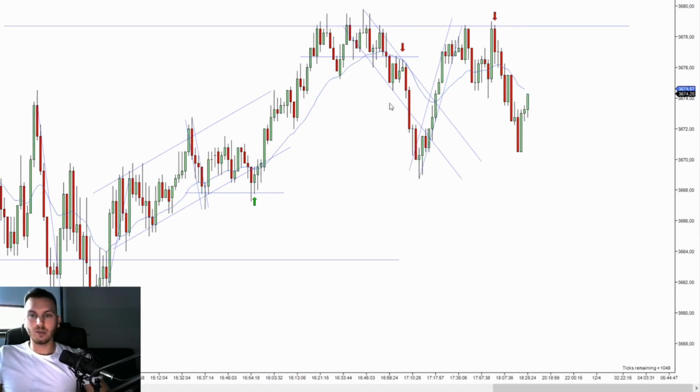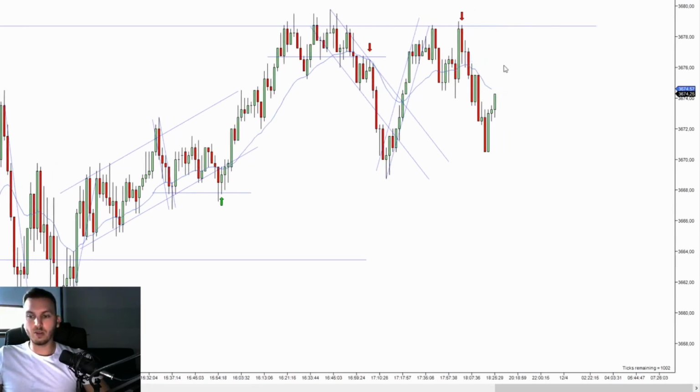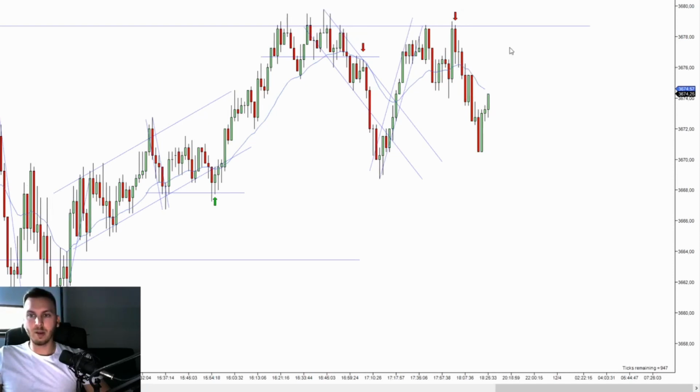So yeah, this is 2 trades. Unfortunately I missed this one. I would have made 3 trades, but I'm going to wrap it up. I'm not going to hang out here for much longer.